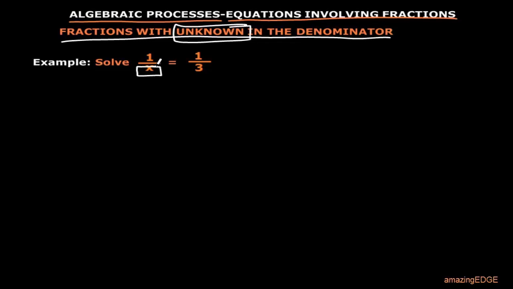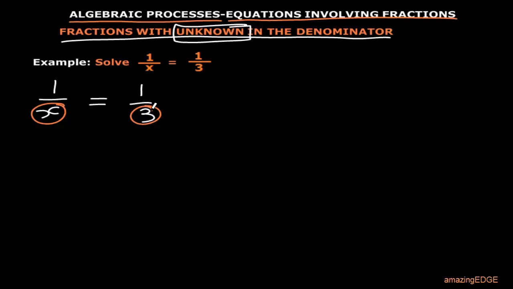Now, how do we solve this kind of problem? First of all, we are looking at 1 over x equals 1 over 3. How do you handle this? To handle this is to remove the fraction. How do you remove the fraction? You look at the denominators. We have two denominators here: x and 3.